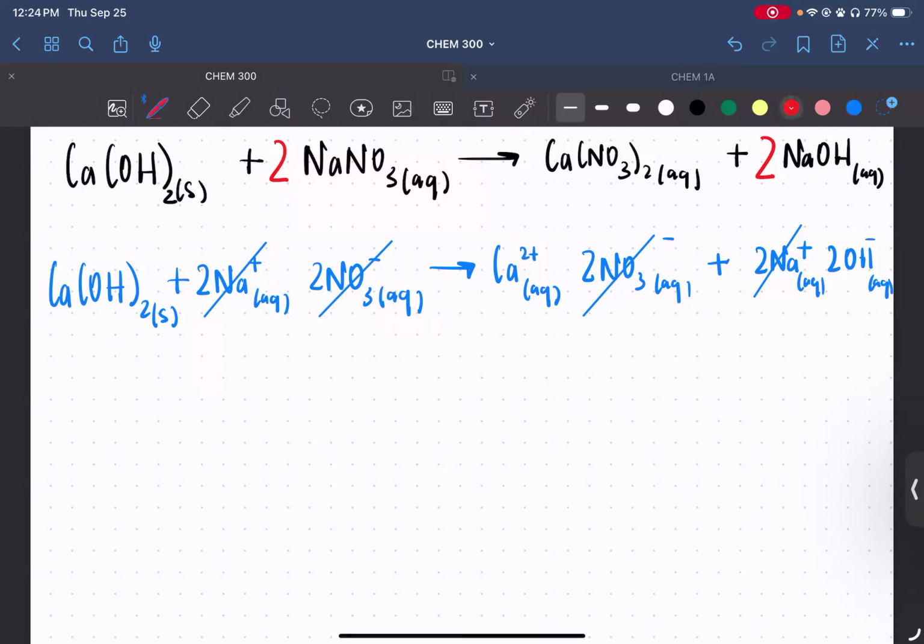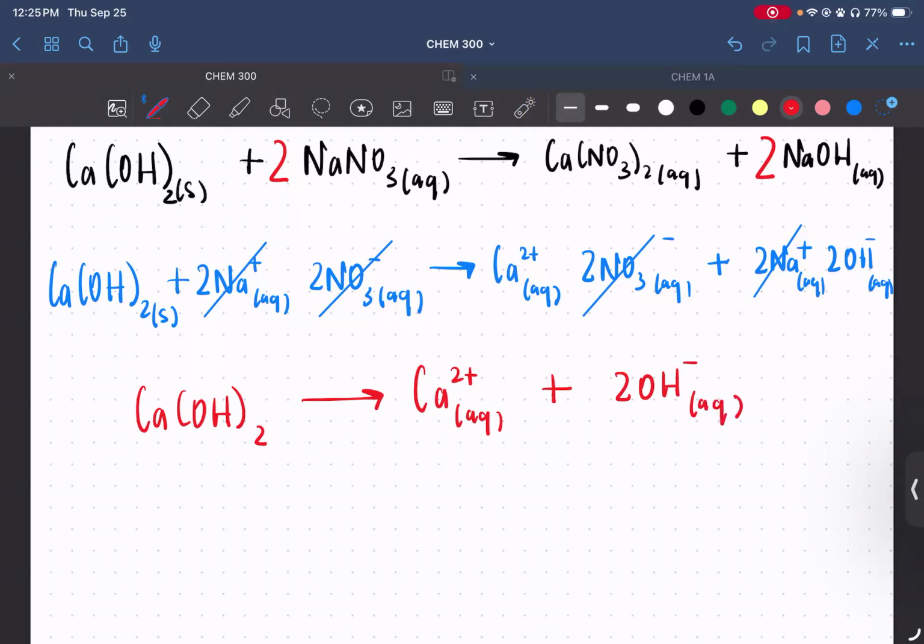The net ionic equation overall is calcium hydroxide breaking up into calcium 2+ and 2 OH-. Again, this entire question would be worth 5 points on the exam. Note a couple of things that I am looking for when I grade this. For ionic equations, for net ionic equations, I am looking for correct breakups.